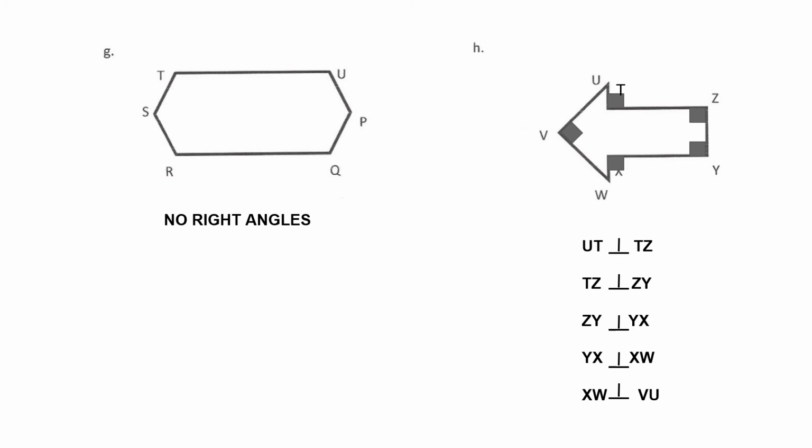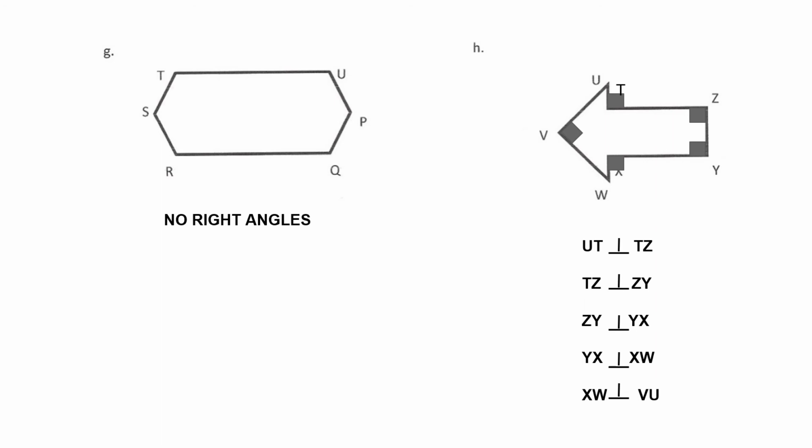Let's see, what is this shape? 1, 2, 3, 4, 5, 6. 6 sides is a hexagon. No right angles. Whoa, this is tricky. H is tricky because some of the perpendicular lines are outside of the arrow. So this is a little tricky. So we have UT, TZ, because that's where they form the right angle or perpendicular. And then we have TZ, ZY. TZ is perpendicular to ZY.